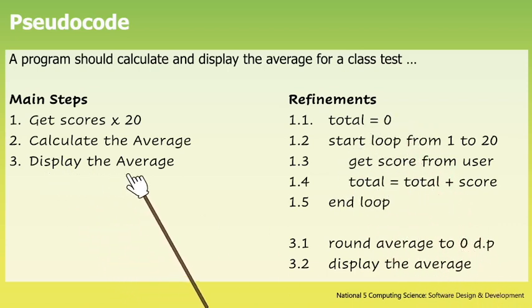Step 3, display the average. How are we going to do that? Well, we're going to round the average to 0 decimal places and then display the average.